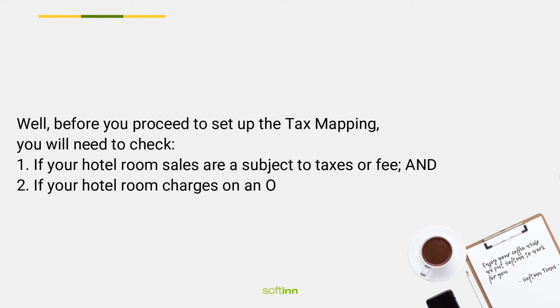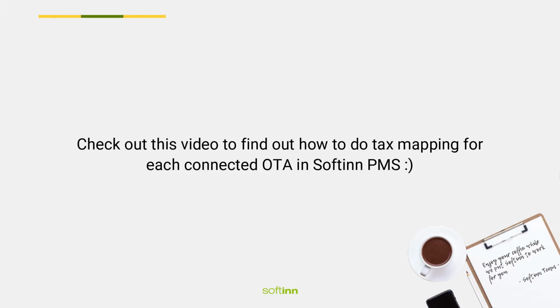Before you proceed to set up the tax mapping, you will need to check if your hotel room sales are subject to taxes or fee, and if your hotel room charges on an OTA is tax inclusive or tax not inclusive. Check out this video to find out how to do tax mapping for each connected OTA in Soften PMS.